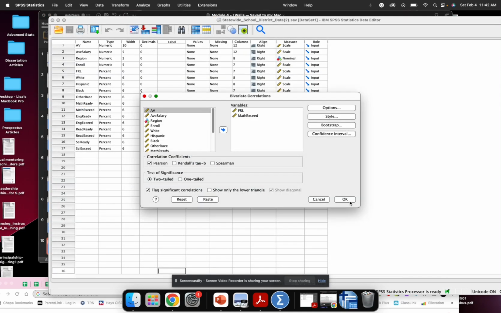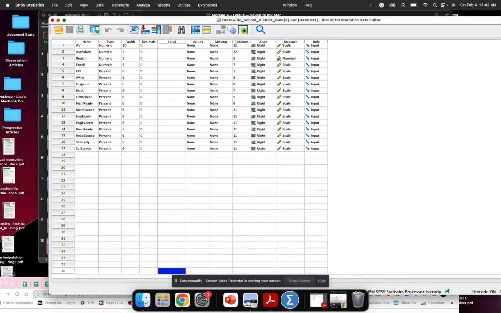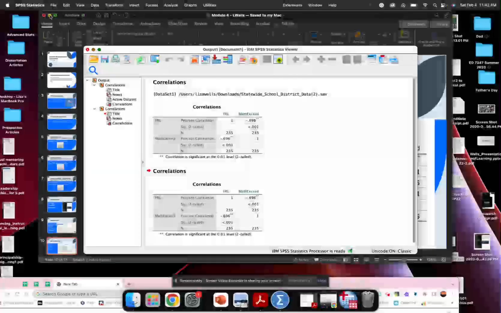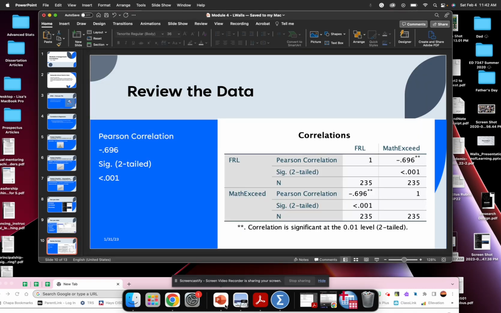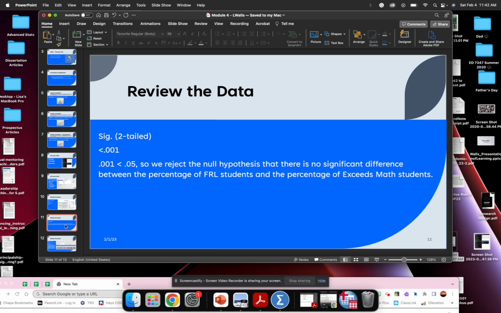Now we're going to click OK. We're going to run our data, which will come up right here. This is the data that we're going to look at. So when I pull this data, we're looking at the negative 0.696, which is the Pearson correlation. And we're looking at the significance, which is less than 0.001. So now we're going to analyze the data and see what it means.